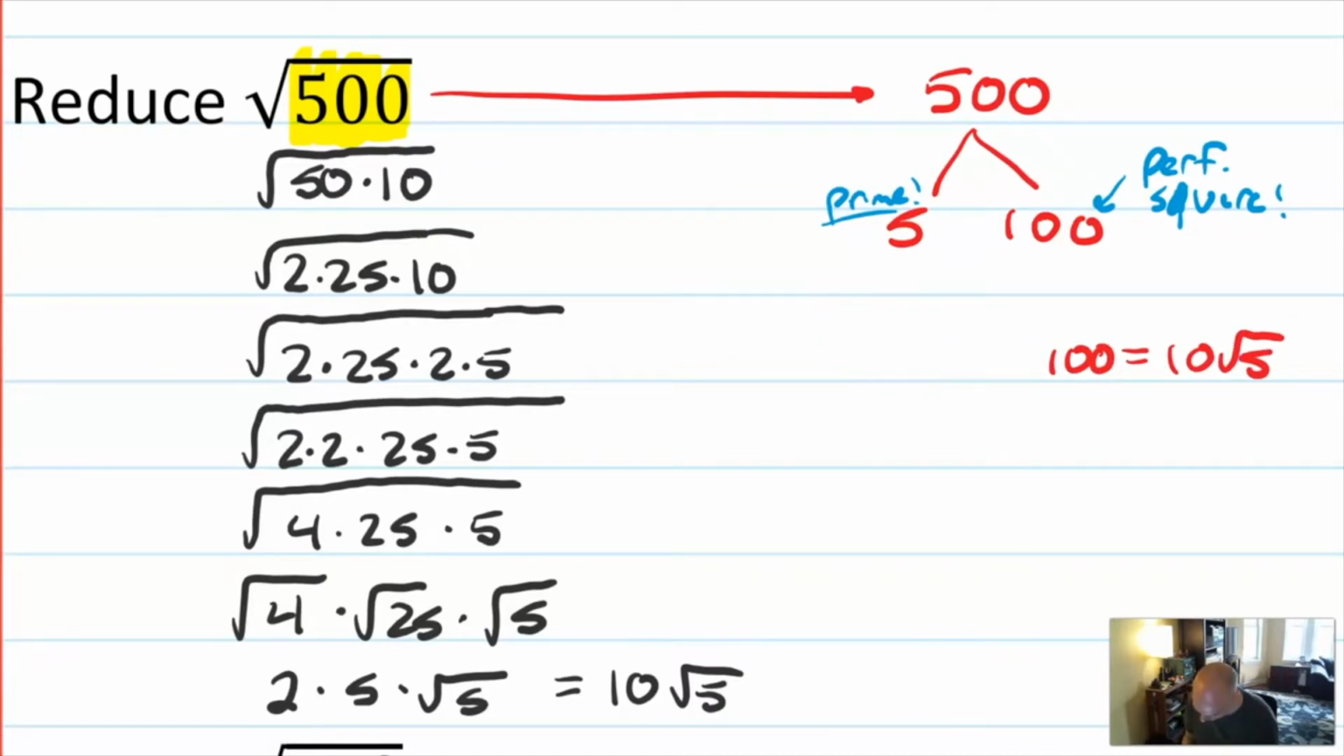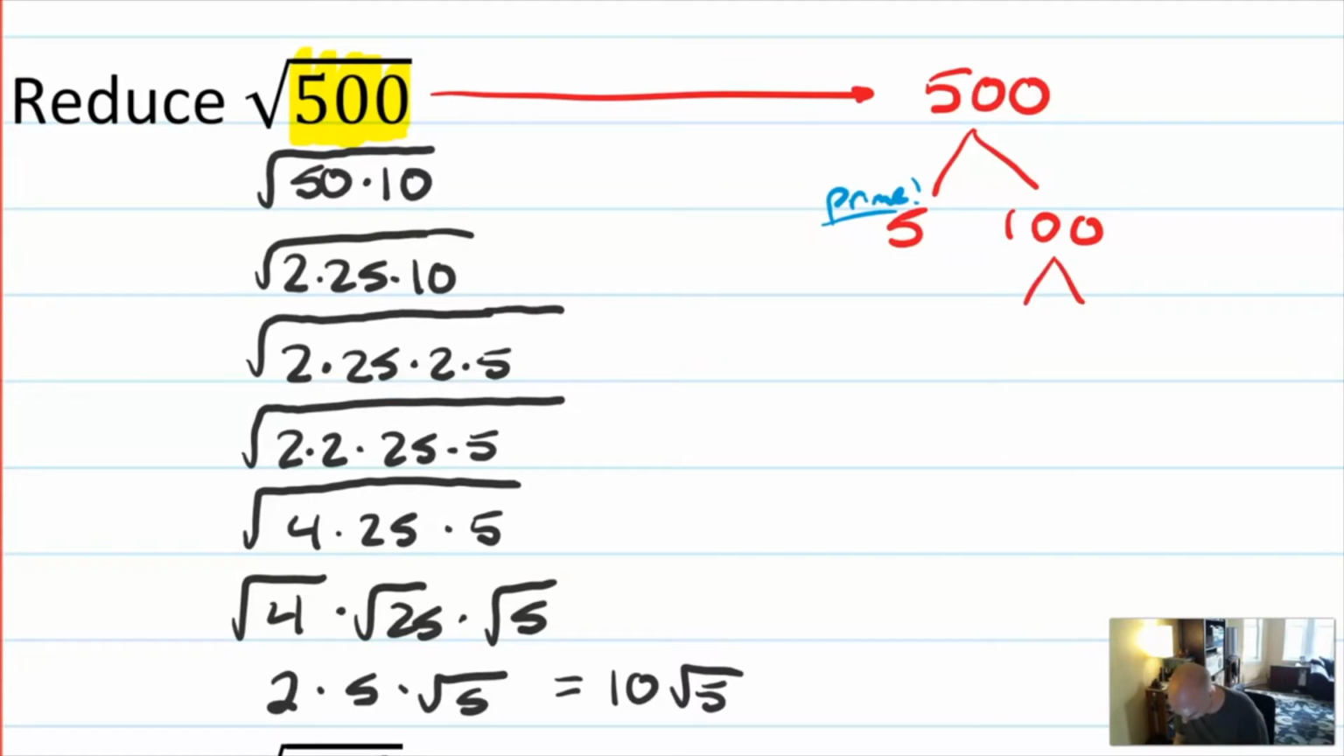But you can also keep going. Say, oh, I forgot 100 is a perfect square. It's been a really long day, guys. I don't know my perfect squares. 100, I don't know. That's 10 times 10. That's 2 times 5 times 2 times 5. If you get all the way down to all the prime factors in your factor tree, what you can do is look for pairs.